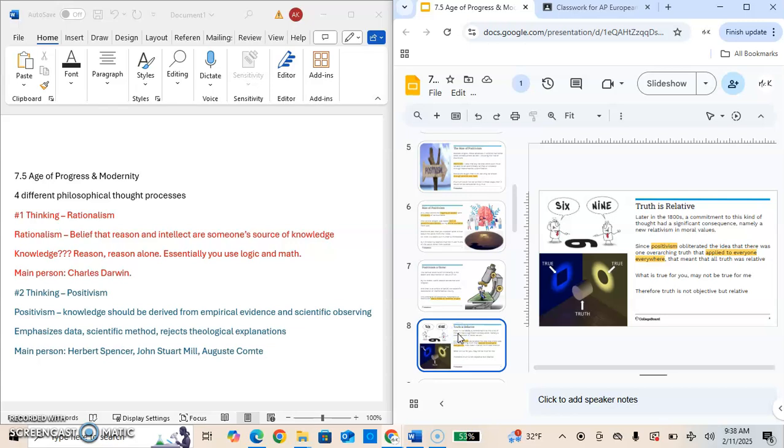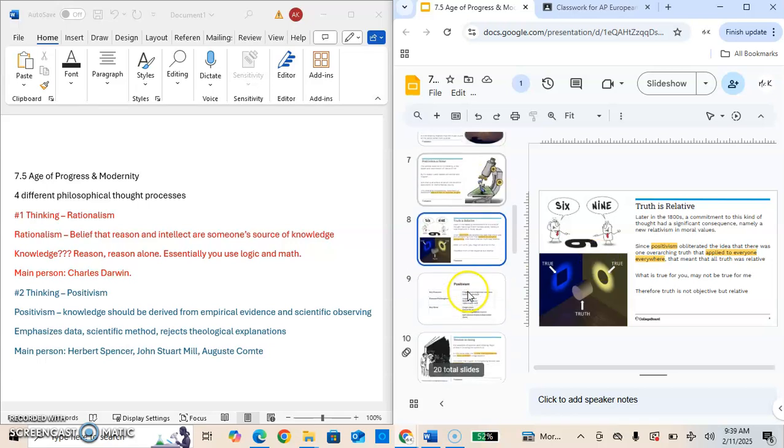Continuing on, positivism is kind of saying there's not one true thing that fits. It's that truth can be different based off perspective. It's relative, right? So your truth is dependent on perspective and it's relative to where you are. So what's true for you is not necessarily true for me. Okay. So that's kind of the gist of positivism.